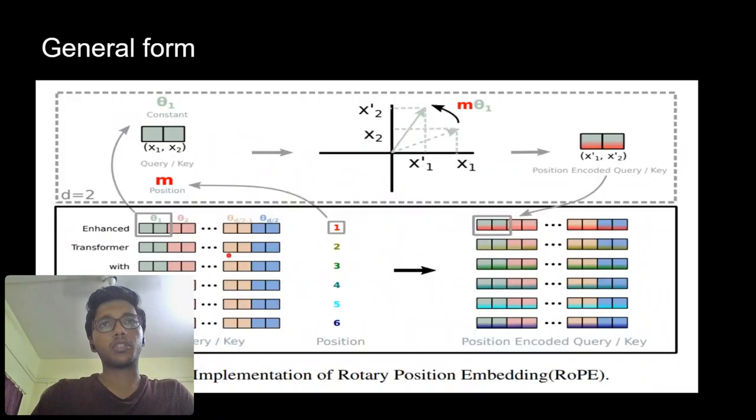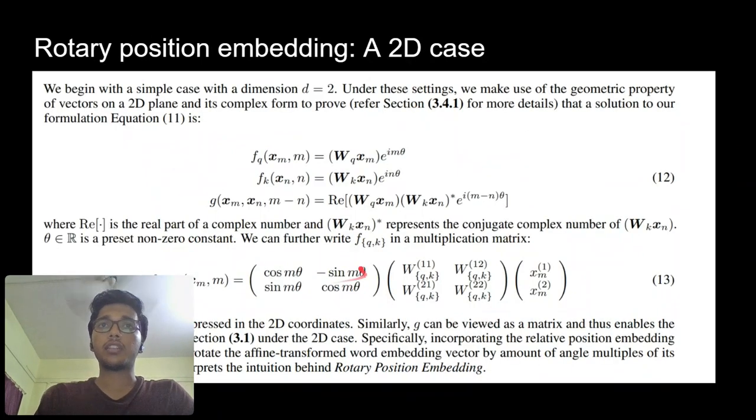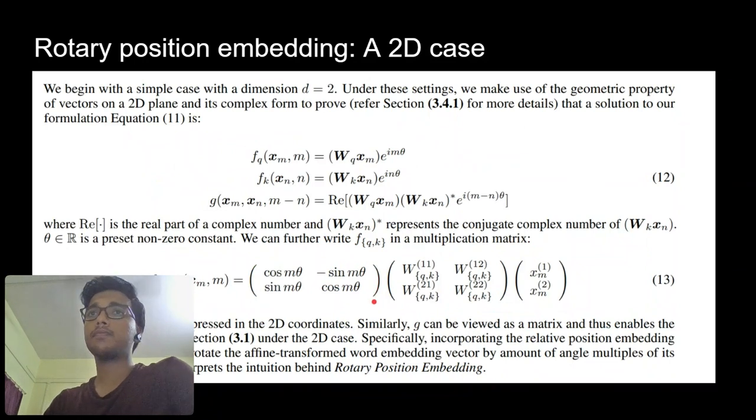This matrix comes from the rotation part. You see that when we rotate it from here to here, this is the matrix which is applied there. So this is how the rotation is being done.